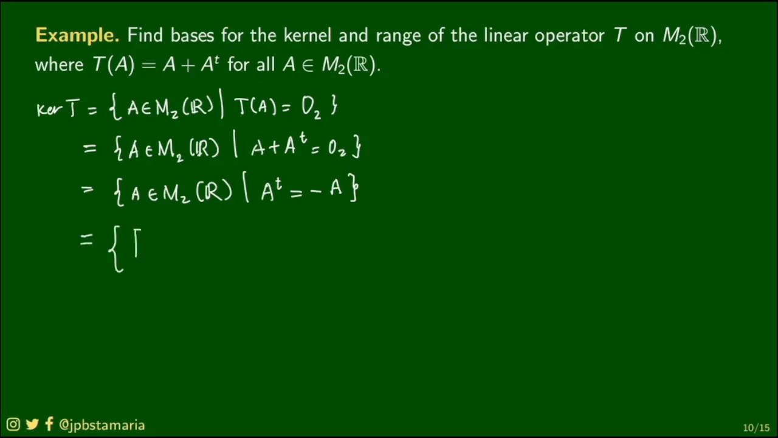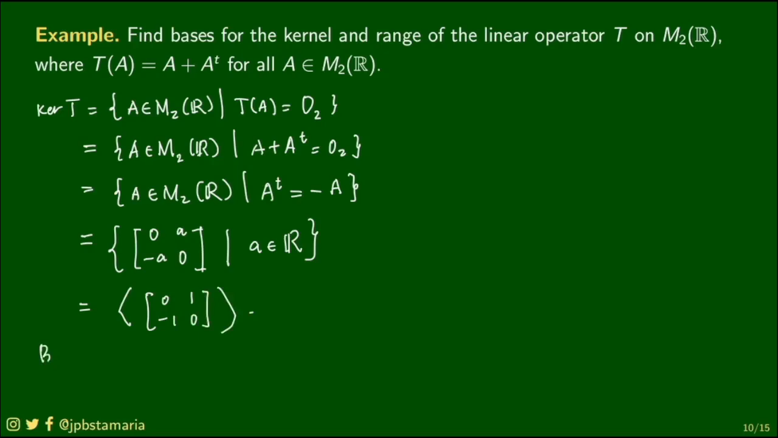So basically, this consists of all matrices of the form A, B, if A is a 2 by 2 skew symmetric matrix, we know that the diagonals are all 0. So if this is A, this is minus A, right? So that A is a real number. Hence, this is the span of the matrix 0, 1, minus 1, 0. So a basis for the kernel could be the set containing this matrix. And I know that the nullity of T is 1 because the basis only has one element here.